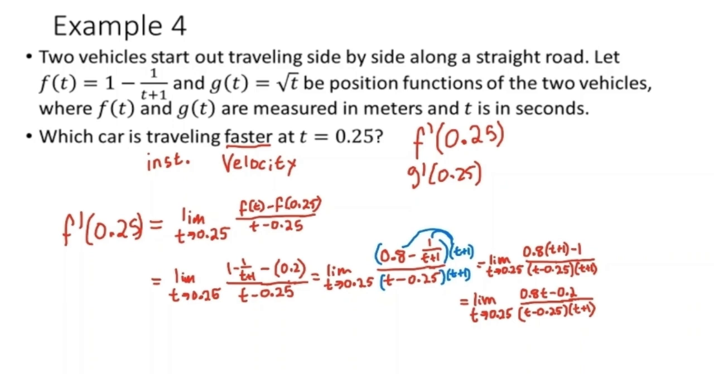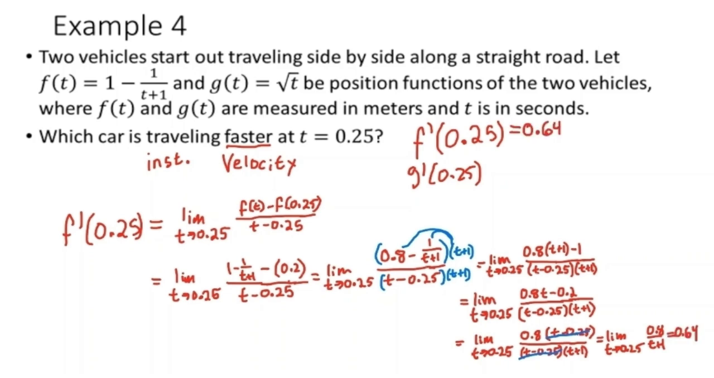0.8. That's because when I factor out the 0.8, the other factor is going to have 1 as the coefficient of t, just like the coefficient of t in the t minus 0.25. And our numerator will become 0.8 times t minus 0.25. The t minus 0.25s cancel. Then we can apply direct substitution, which gives us 0.64. So our f prime of 0.25 is 0.64.